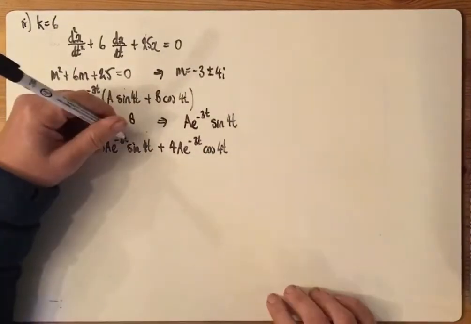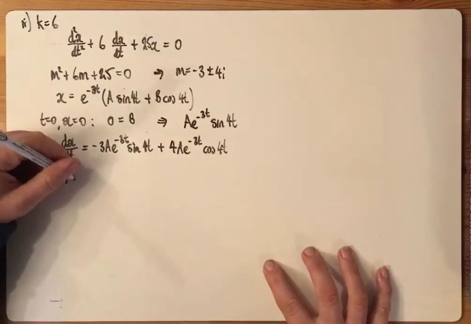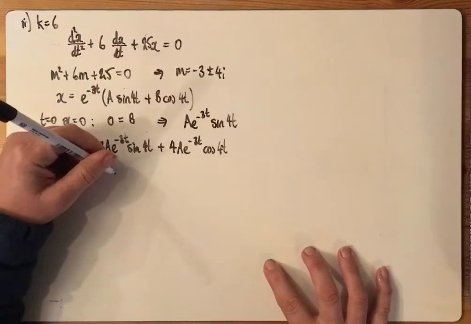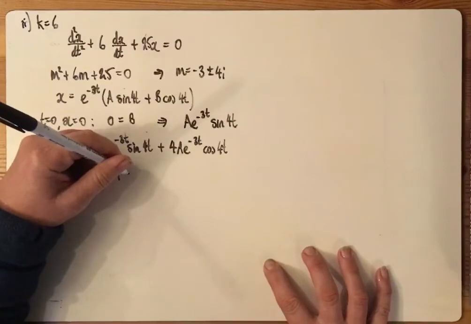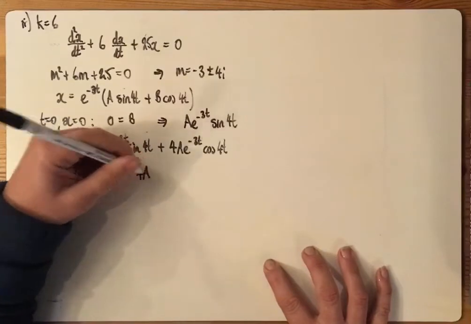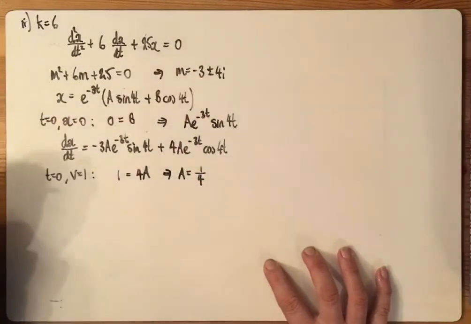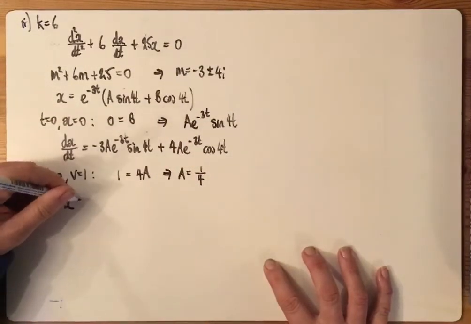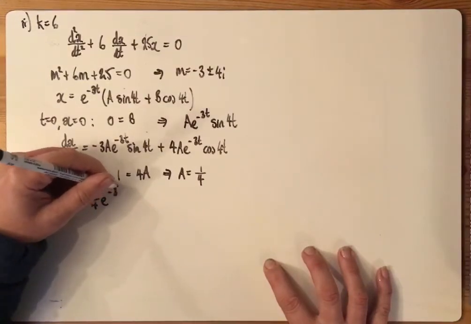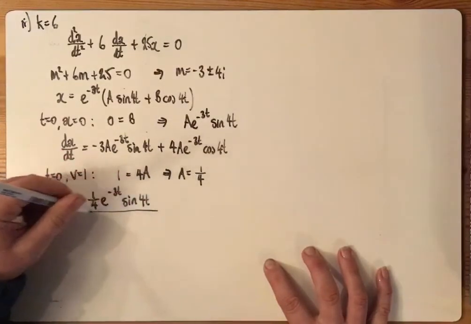Write that out in fuller if you'd prefer to. And then when t equals 0, the velocity is equal to 1. The velocity is dx/dt, and so 1 is equal to, this all goes to 0, and so 1 is equal to 4a, and a is equal to a quarter. Substituting that in, x is equal to a quarter e to the minus 3t sine of 4t.